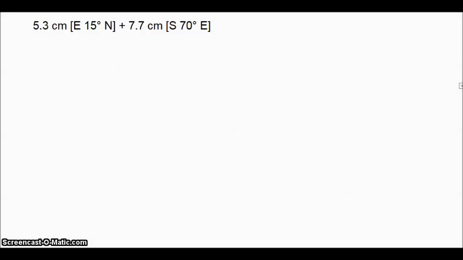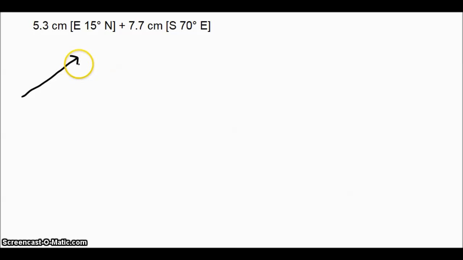So here we have our 2 vectors to be added together. We're going to start by resolving these vectors into their x and y components. So for this first vector, we can see that it's going east 15 degrees north, and so I'm going to draw an arrow to represent that. This arrow does not need to be perfect, and it does not need to be straight. It's just to help us to get through this.